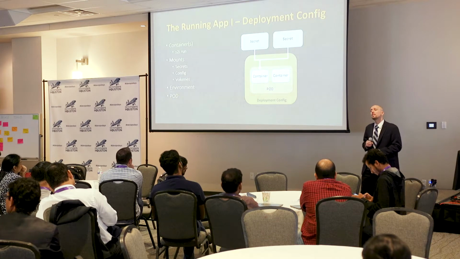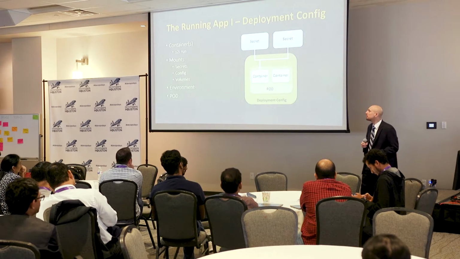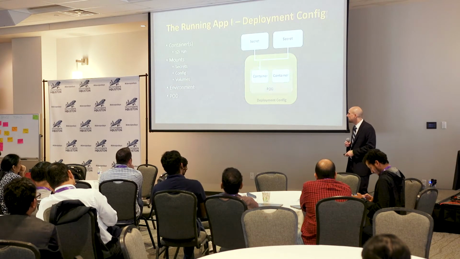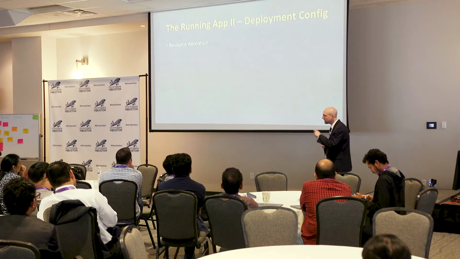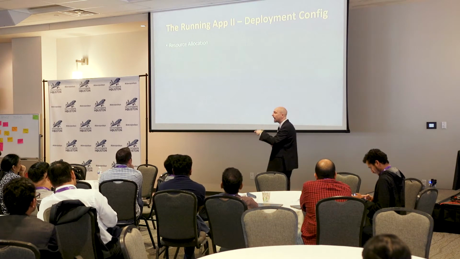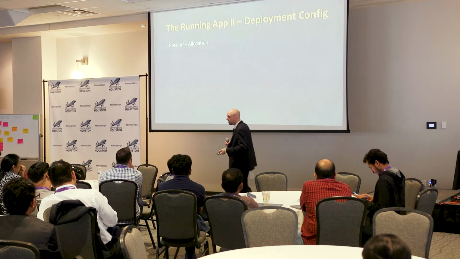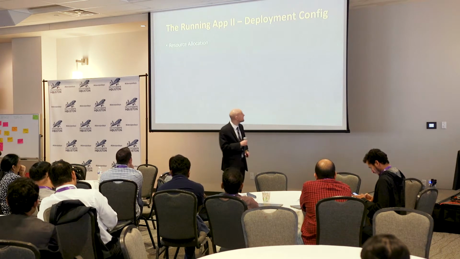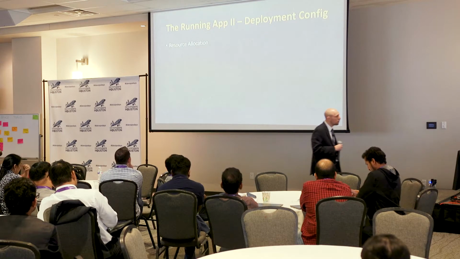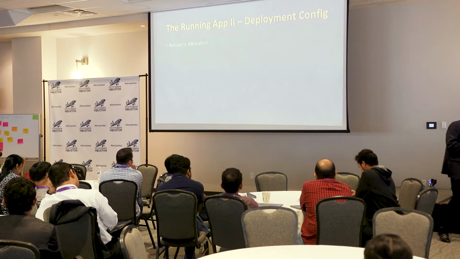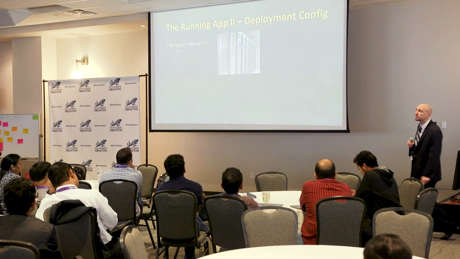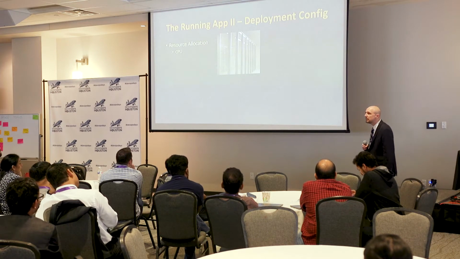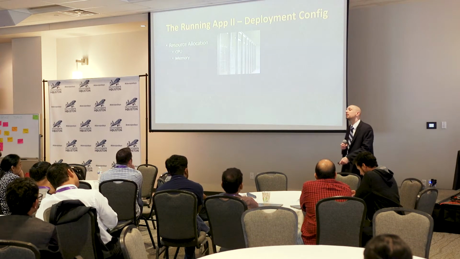The containers themselves, as a group, comprise the running pod. And the pod is the actual running application, the thing that's of the most interest to me as an engineer. Now, there are a couple of other pieces that can go into the deployment config, the first of which is going to be resource allocation. This is where I can limit the amount of CPU and memory that are allocated to my running app.